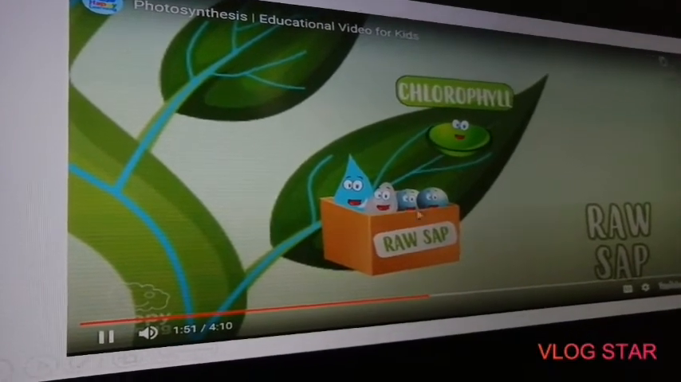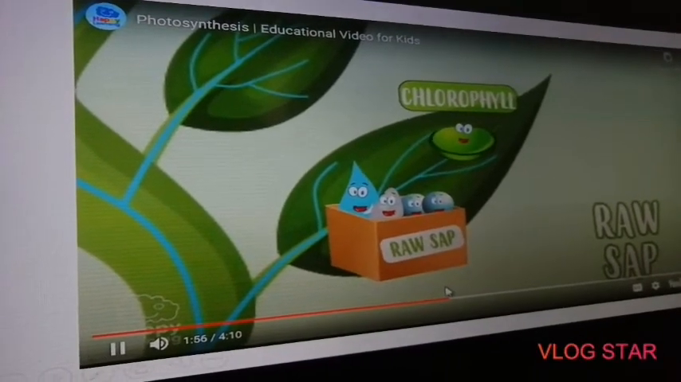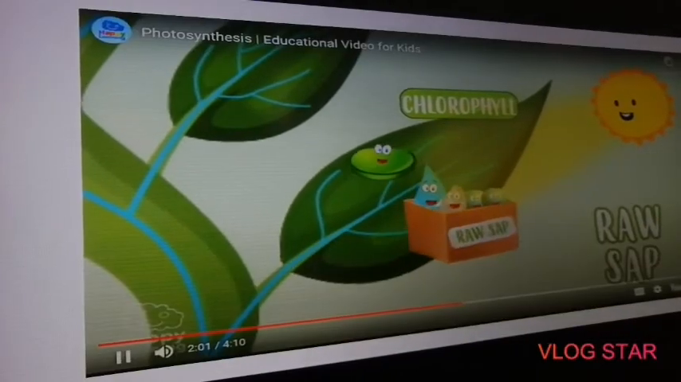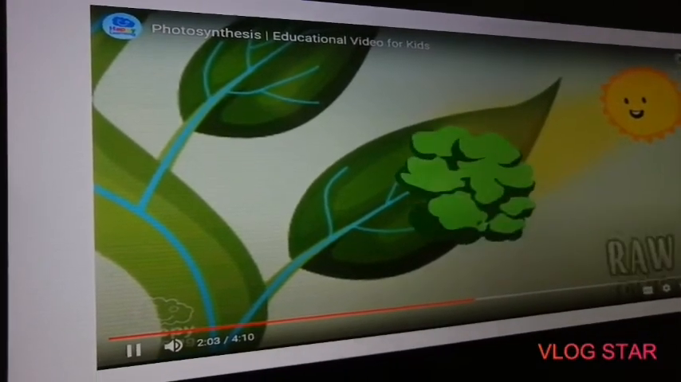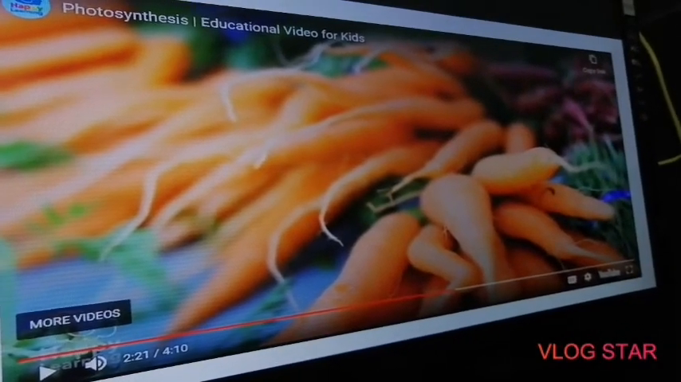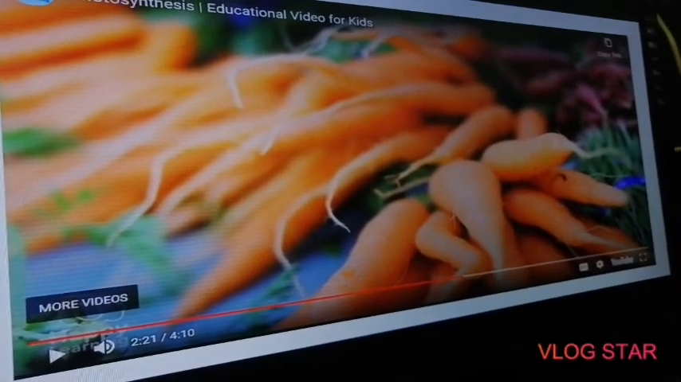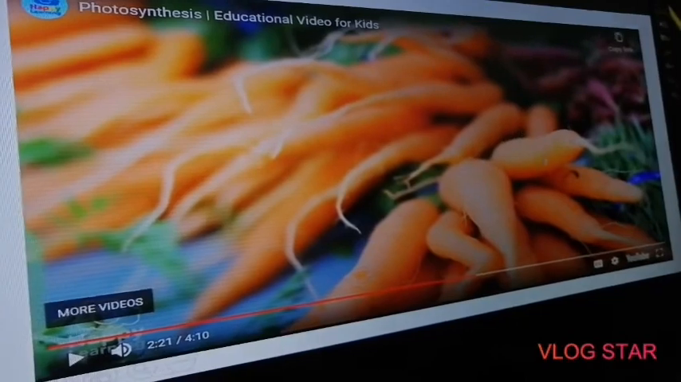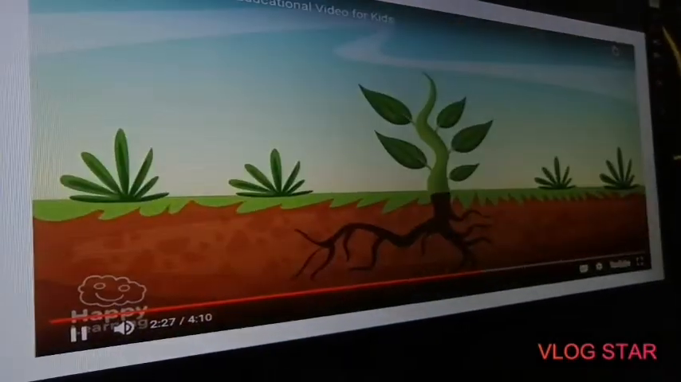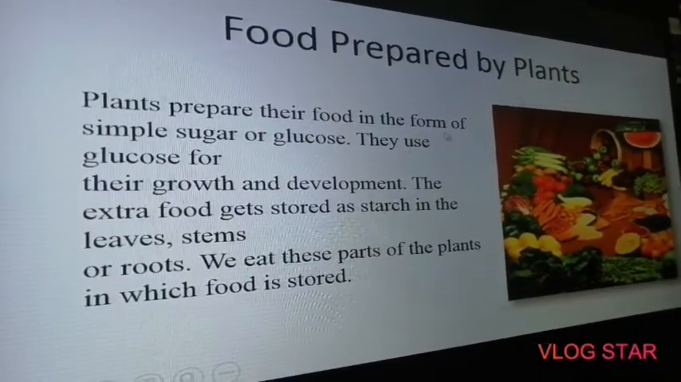Now after that, when the food is prepared, it is again sent back to all the parts of the plant where the food is stored in the form of different energy. The energy produced by the leaf is sent to different parts of the plant in the form of nutrition. Now this nutrition can be in the form of juice or in the fruit form.